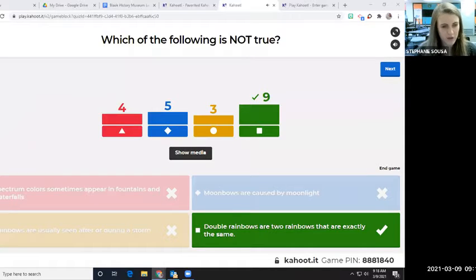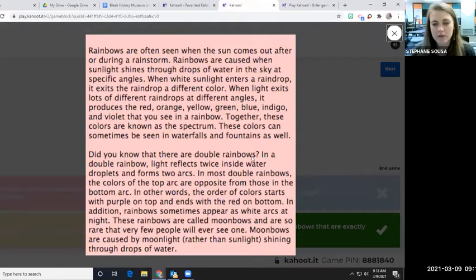Better than I thought. Double rainbows are 2 rainbows at exactly the same time. That is not true. Look right here at the second paragraph. Did you know that there are double rainbows? In a double rainbow, the light reflects twice inside water droplets and forms 2 arcs.